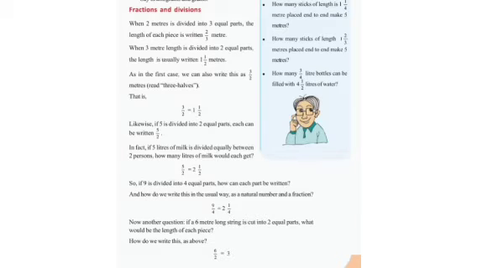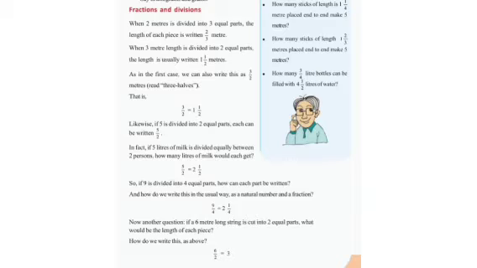When 2 meters is divided into 3 equal parts, the length of each piece is written as 2 by 3. Total divided by how many parts? When a 3-meter length is divided into 2 equal parts, the length is usually written as 3 by 2. Okay, that is 3 by 2, which we get by 3 divided by 2.